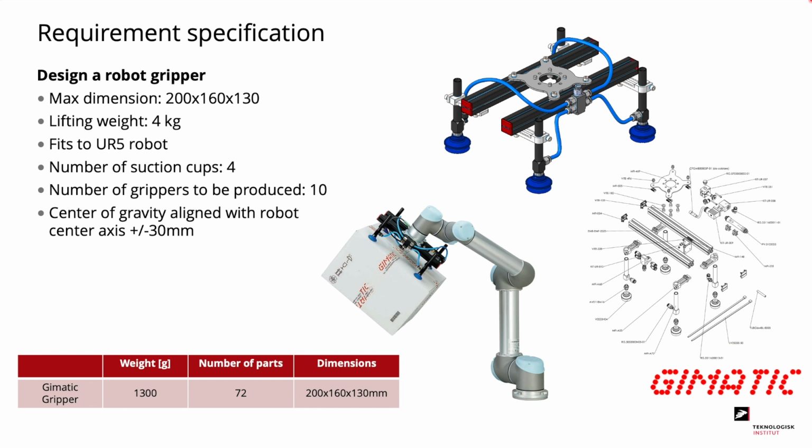Now we're ready to start designing, and to best illustrate how you design for additive manufacturing, I've brought a case. Here we need to redesign a robot gripper for additive manufacturing. For this product we have a clearly defined requirement specification, and we also have some goals that we want to achieve. For instance, we want to make it lighter than 1300 grams, and we want it to consist of significantly fewer parts than the 72 we see here.